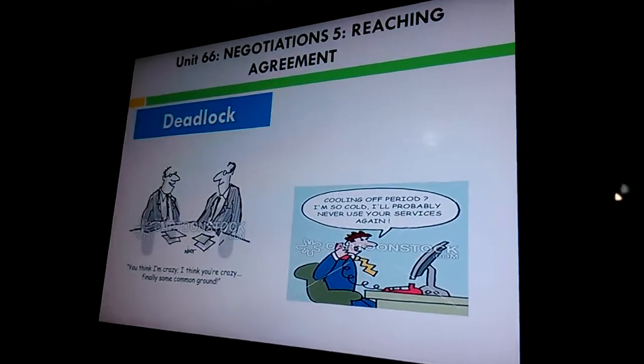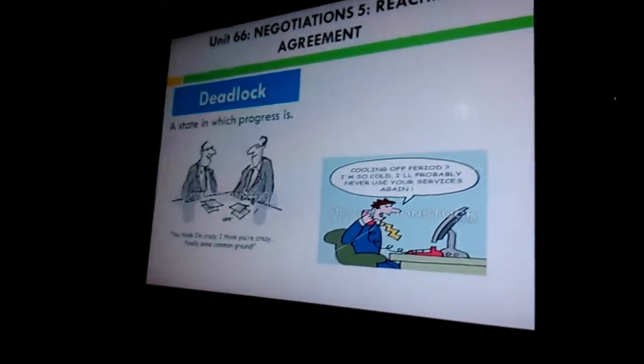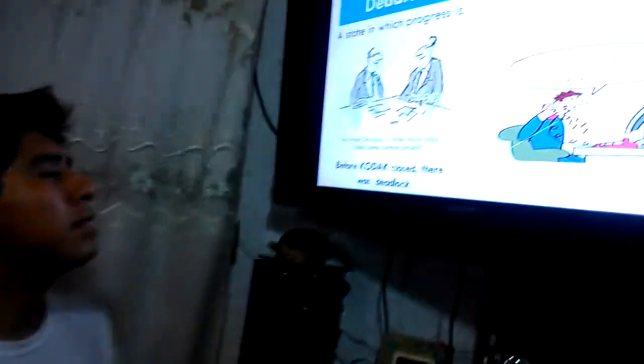For example, a deadlock, a state in which there is no progress. They set a point in which, okay, we're not going to continue, we're going to rest, we're going to stop here, and we're going to think, and we're going to design new strategies in order to continue in the future. For example, before quarter close, there was a deadlock. They couldn't advance more, so that's why they broke.